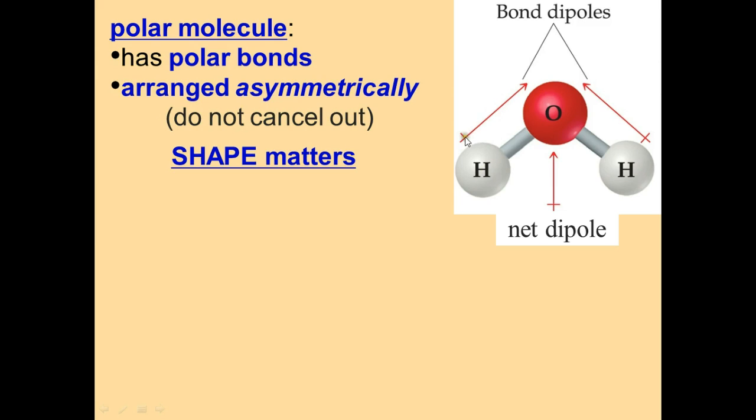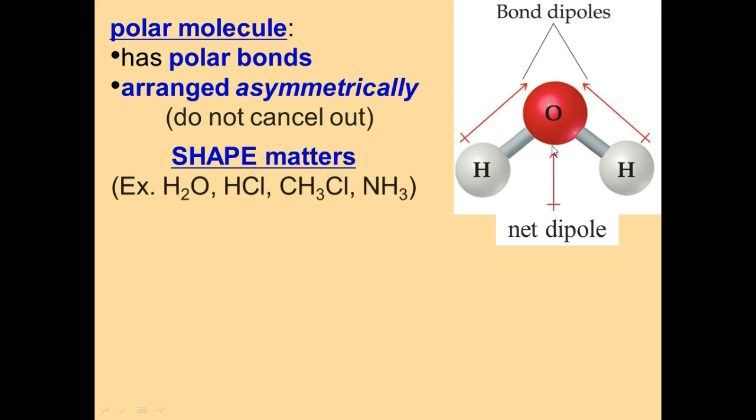But in this case, the bonds are going one direction this way and one direction this way, and so they do not cancel each other out. But if this bond was going this way and one was going this way for some reason, then they would cancel out and there would be no polarity. So the shape does matter.